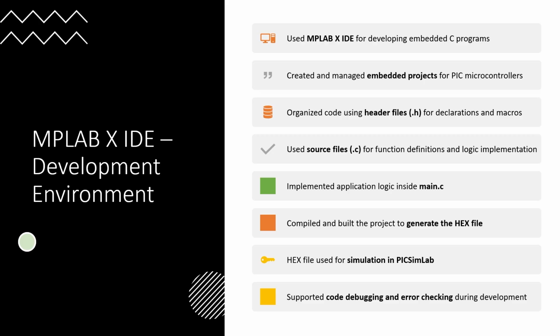So why do we use MPLAB X IDE? It uses header files for declarations and macros, and source files for function definitions and logic implementations. It also uses a main.c file in which the main logic of the application is stored. When the code is compiled and built, the project generates a hex file, and the same hex file is loaded in PICSimLab.